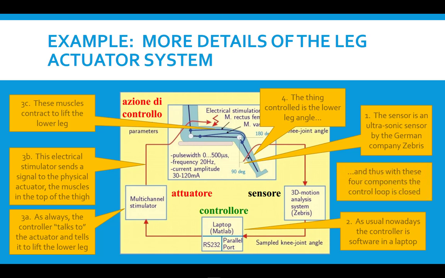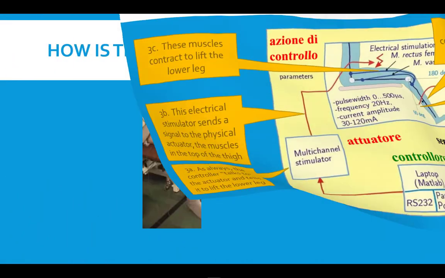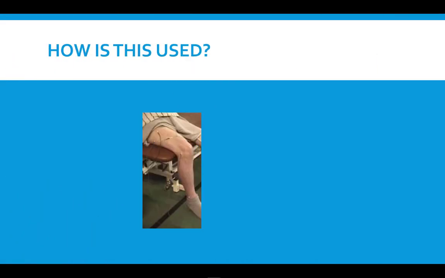and thus with these 4 components we have a closed loop system, a loop, as we saw on the second slide. So let's see how this is used. Here's a picture actually of part of the control system, as we'll see.